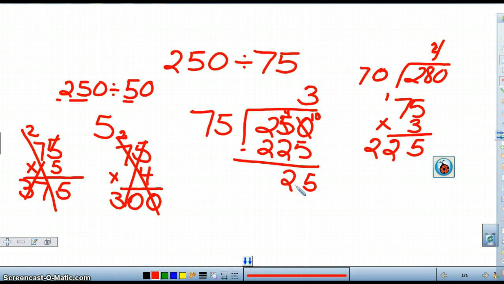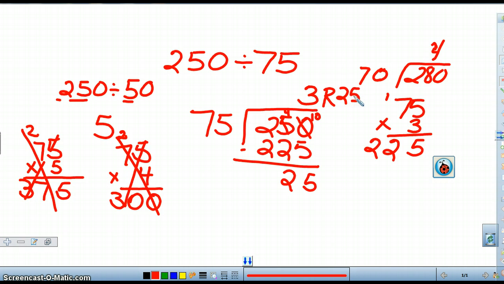I have 25 as a remainder. Is it okay to have a remainder of 25? Yes. Why, Brody Baker? Because 25 is not greater than 75. Right. My remainder is less than my, what's this number called? Divisor. So I have 3 remainder 25.